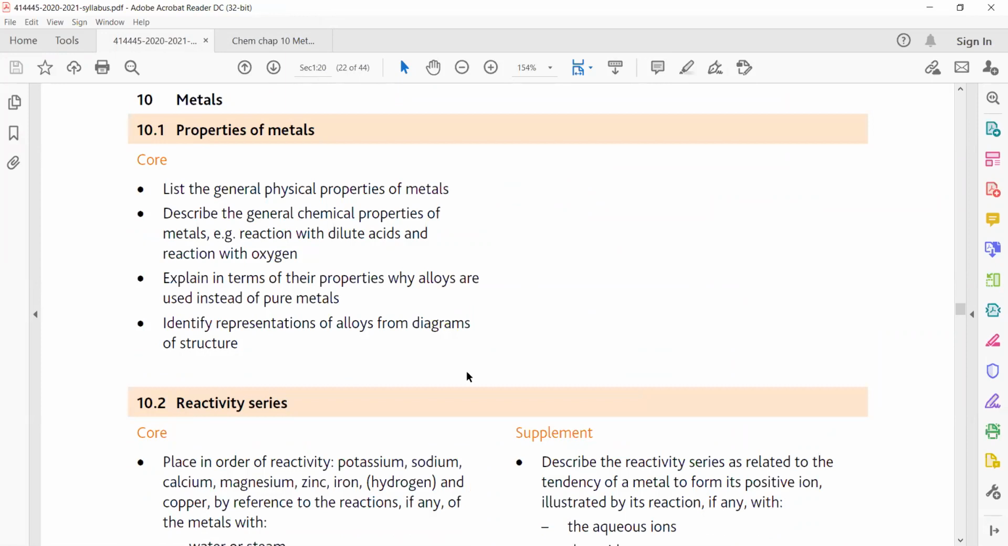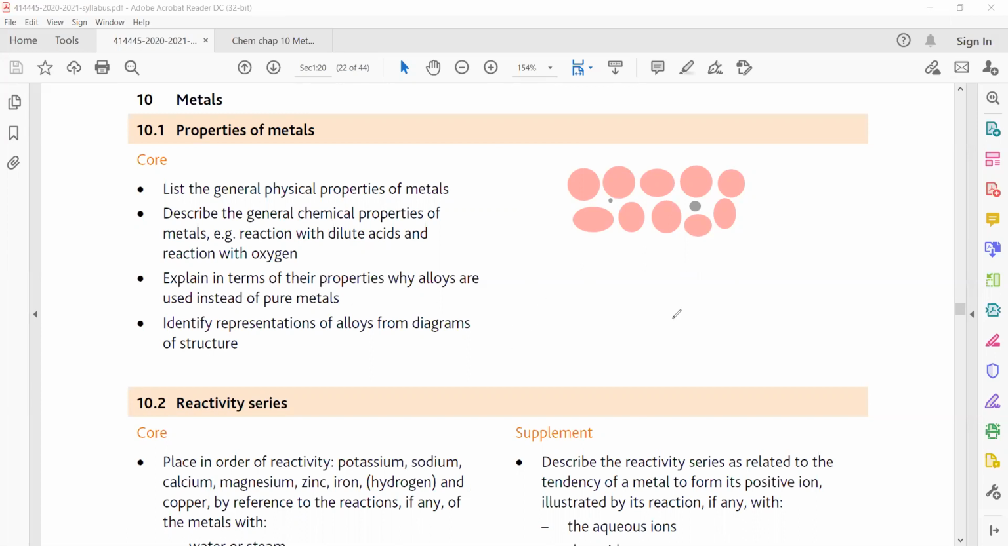Identify representation of alloy from a diagram of structure. So you should be able to distinguish, from the structure, an alloy and a pure metal. A pure metal contain same size particles, the lattice of the positive ion. So all the particles are of same size for a pure metal. But if it was an alloy, alloy means mixture of the metal, but don't add too many impurities. It's like any one or two impurity particles of another substance is there, but not too many. So this is a simple structure of an alloy.